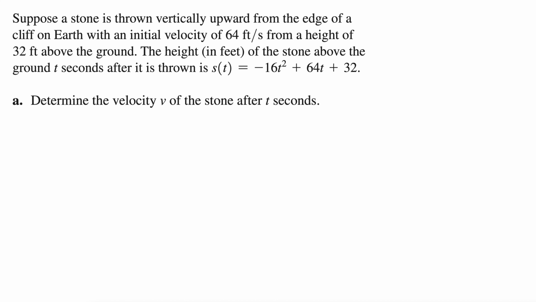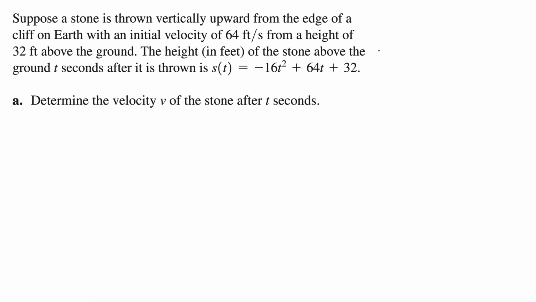In this example, we have a stone being thrown vertically upward from the edge of a cliff with an initial velocity of 64 feet per second and a height of 32 feet above the ground. Okay, and then we're given a function that this stone follows. This is a position function, s of t equals negative 16t squared plus 64t plus 32.